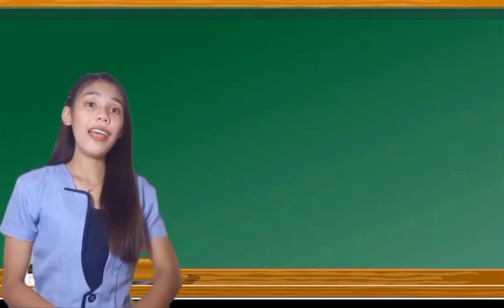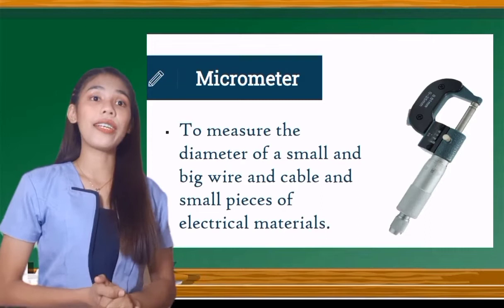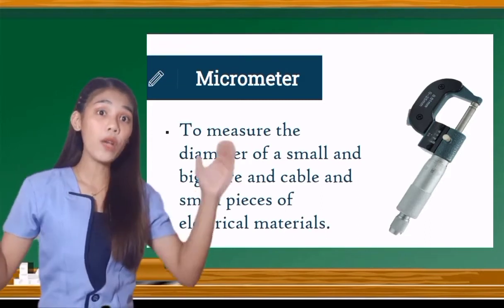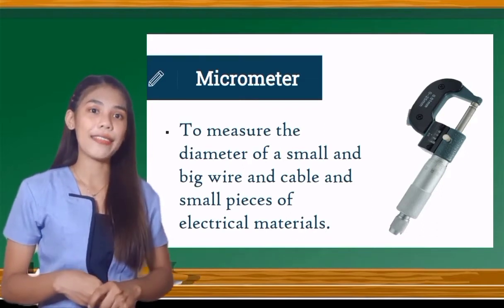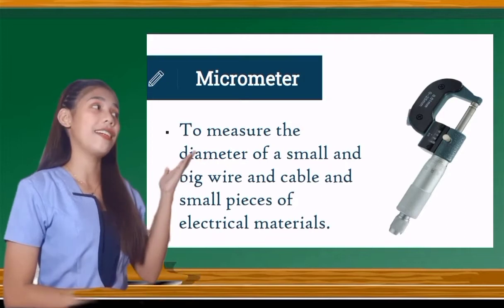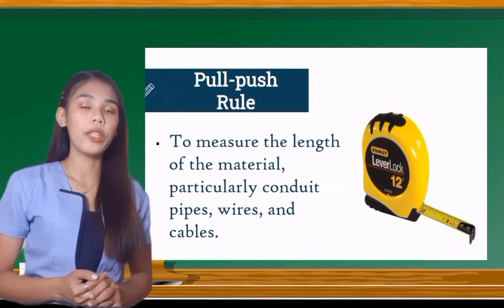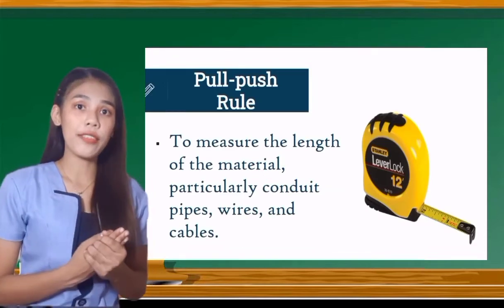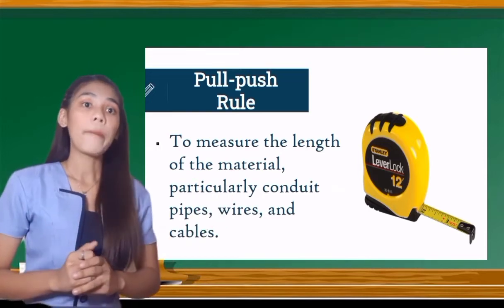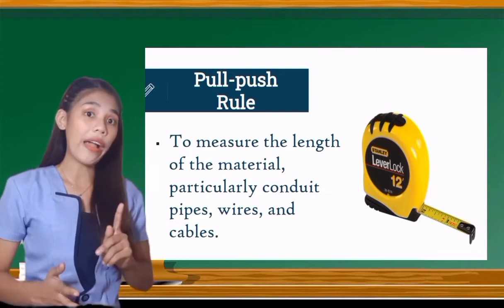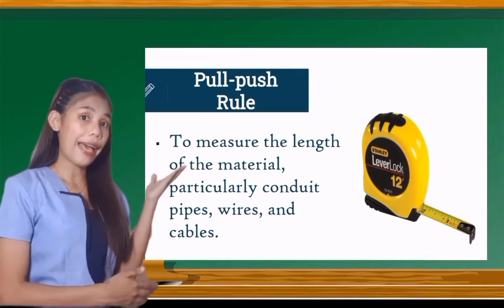The next one is the micrometer. The use of the micrometer is to measure the diameter of a small and a big wire of a cable and small pieces of electrical material. So this is the picture of the micrometer. Second to the last measuring tool is what we call the push-pull rule. I know we are very familiar with this tool. This tool is used to measure the length of the material, particularly conduit pipes, wires, and also the cable. So the push-pull rule, this is what it looks like.